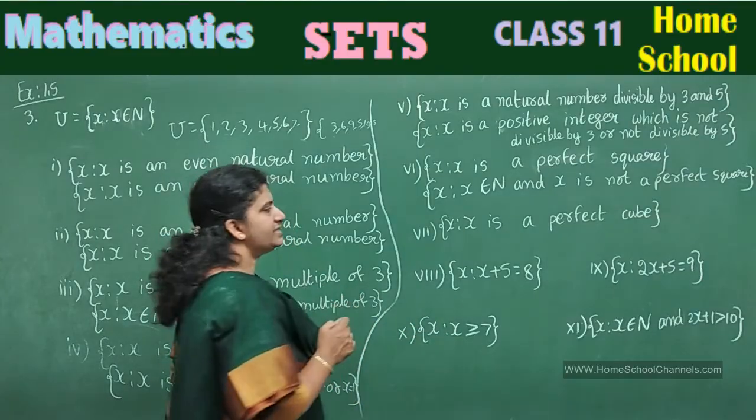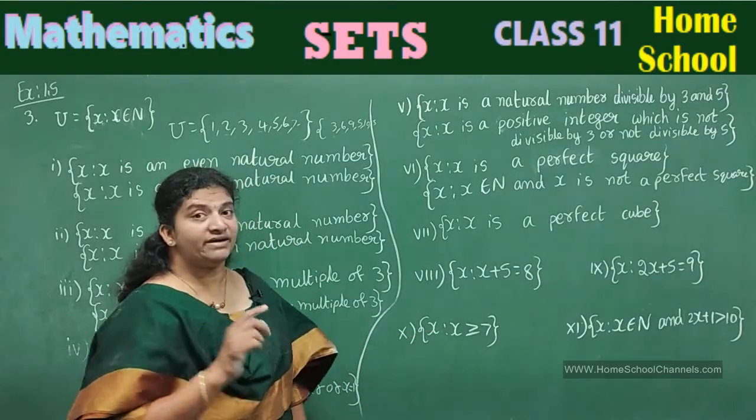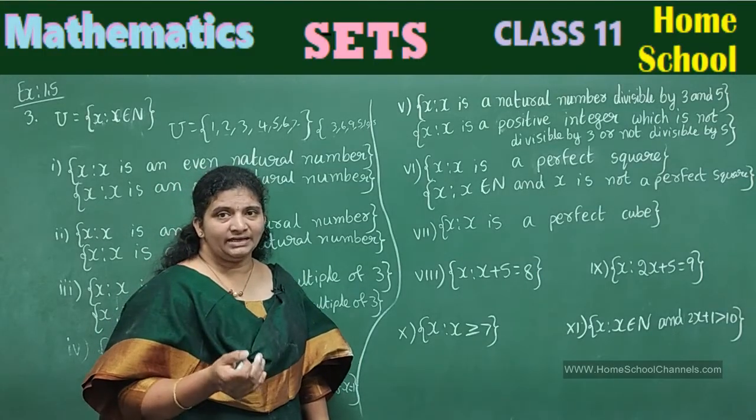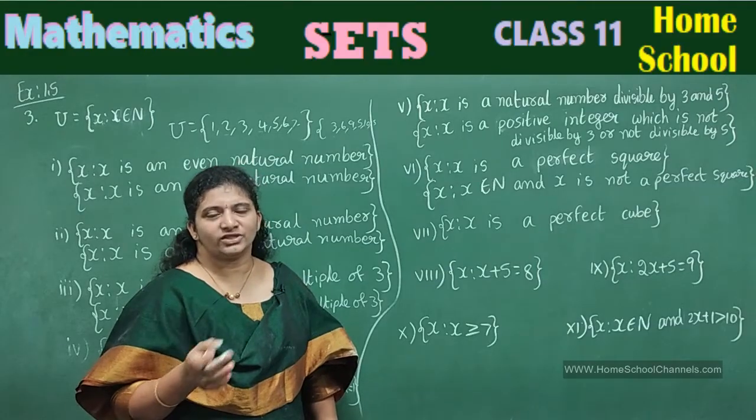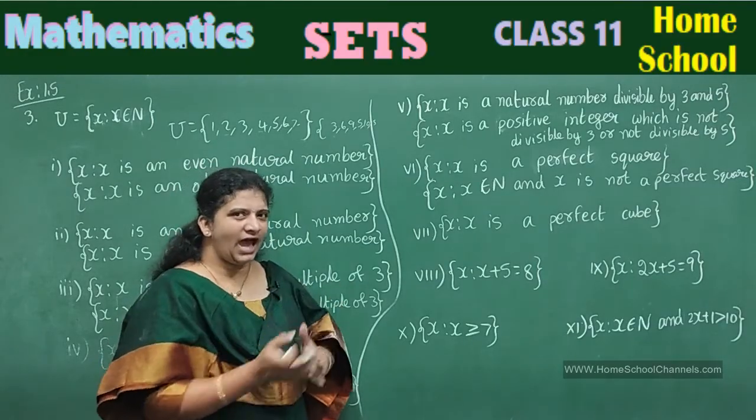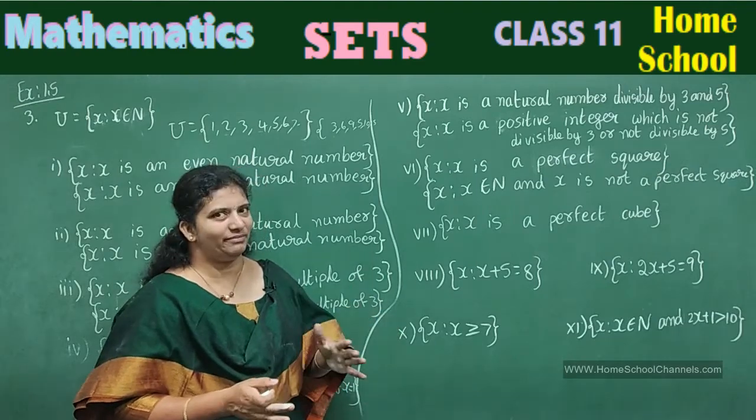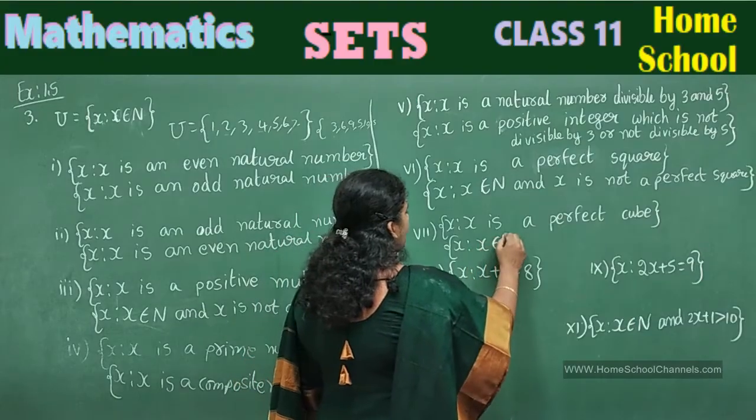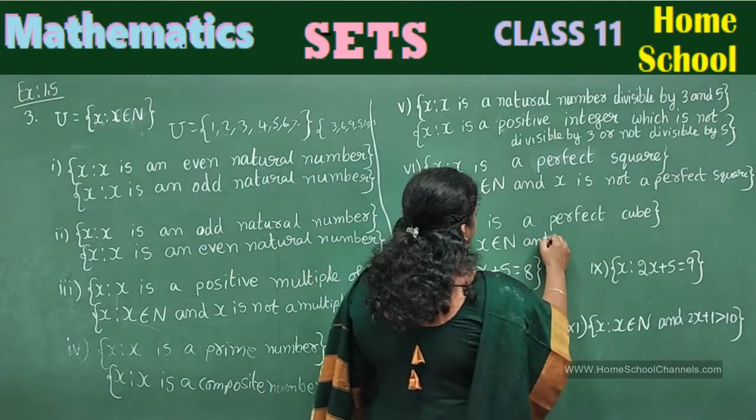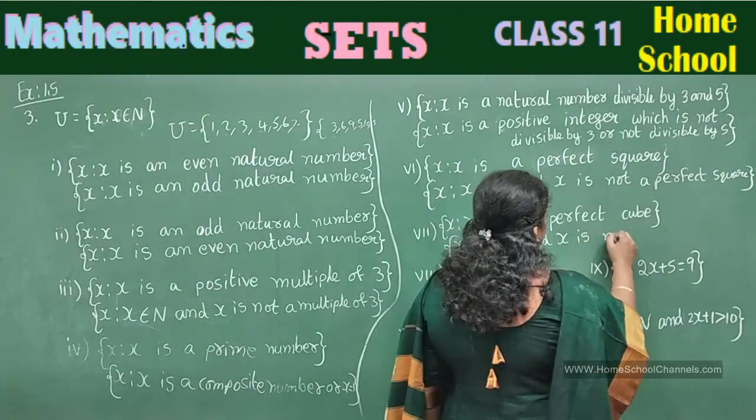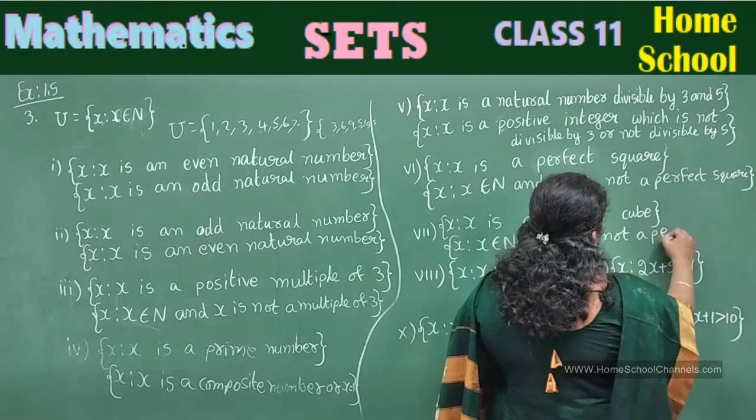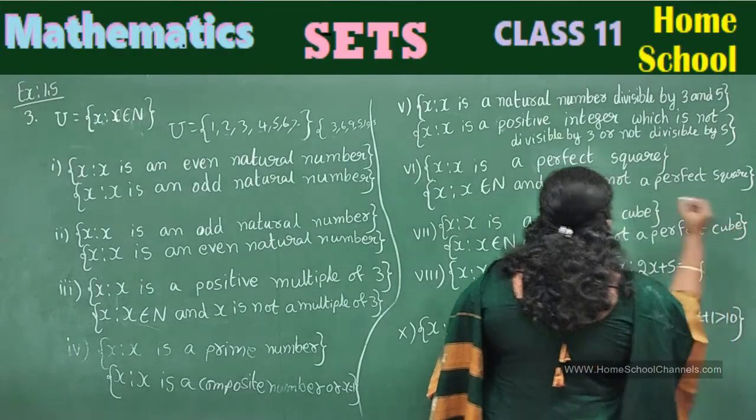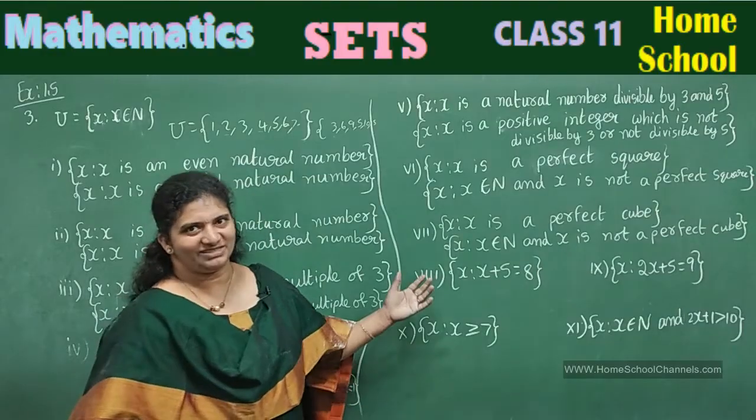See the seventh one. Set of all x such that x is a perfect cube. What are perfect cubes? 1, 8, 27, 64. These are all perfect cubes. Other than perfect cubes, we need to write the complement. That means set of all x such that x belongs to natural numbers and x is not a perfect cube. Other than perfect cubes, we need to write in the complement set.